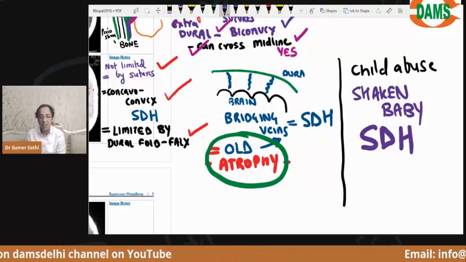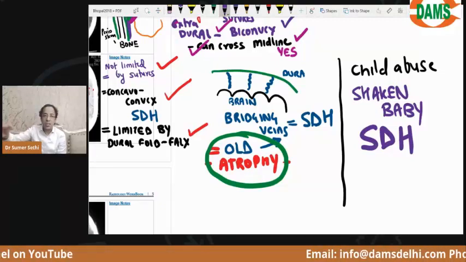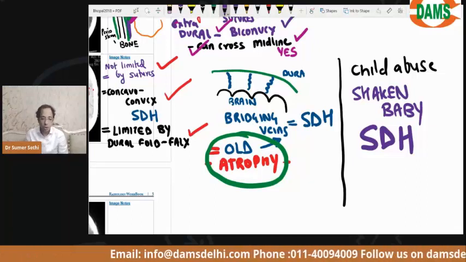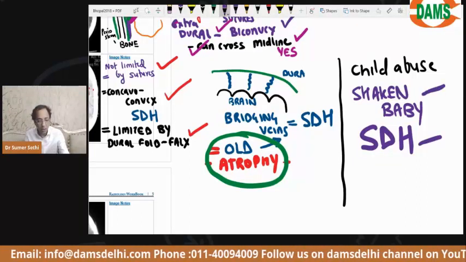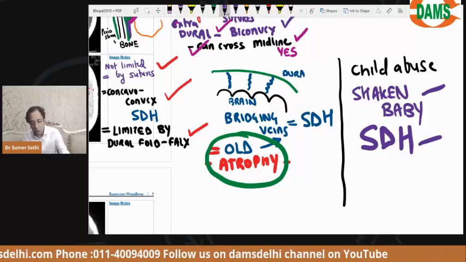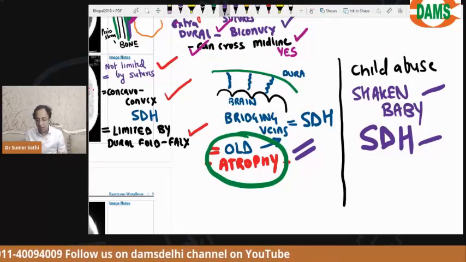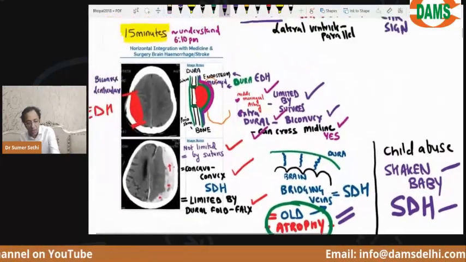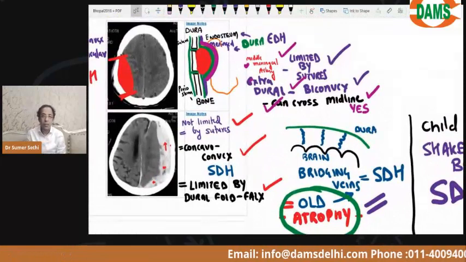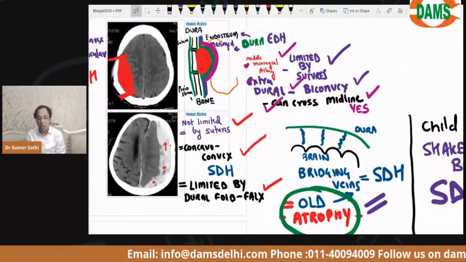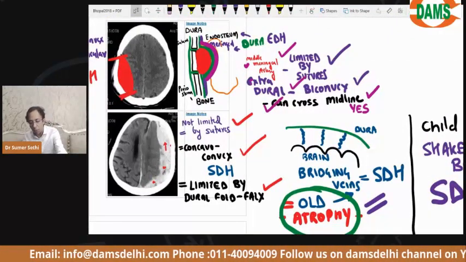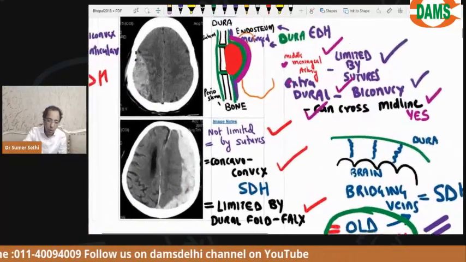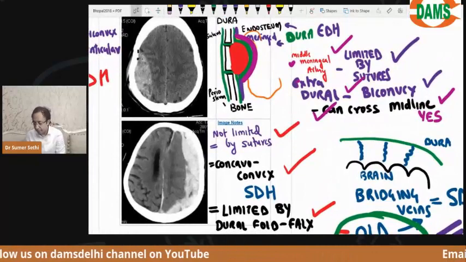So two things to remember are, in shaken baby syndrome also you will have subdural hematoma. So you will have a classical question like this: a child has subdural hematoma, what should you suspect? You should always suspect it could be child abuse. So subdural hematoma is seen in shaken baby syndrome, and it is also seen in old people, and in both of them it is venous, due to rupture of bridging veins, while extradural hematoma was due to middle meningeal artery rupture. Are you clear with this or not? Extradural hematoma is due to rupture of middle meningeal artery, subdural hematoma due to rupture of bridging veins.